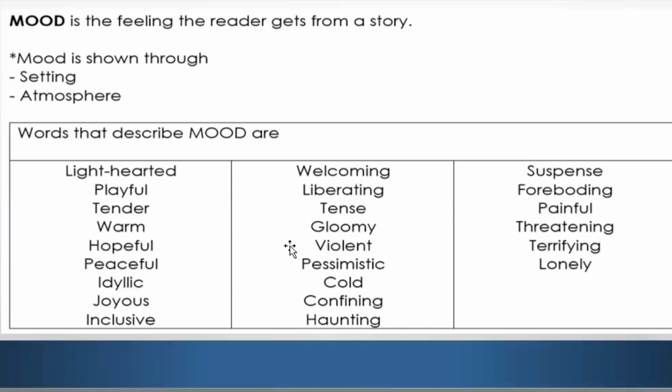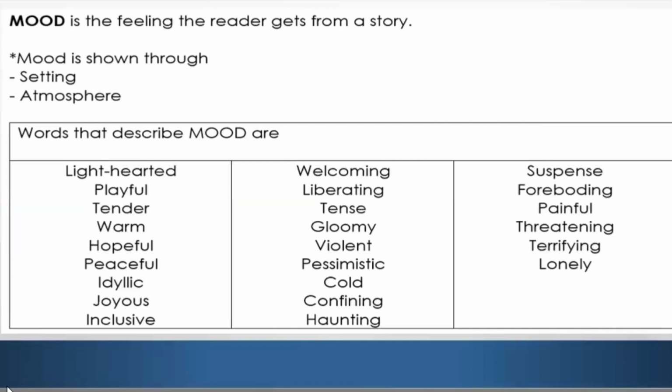Threatening, terrifying, and lonely. We more likely experience lonely if it's raining. So it's the kind of mood that we feel. Let's say, for example, if it's raining and you're just staying by the window, you would eventually feel lonely and sad, right? So I hope you understand the difference between tone and mood.